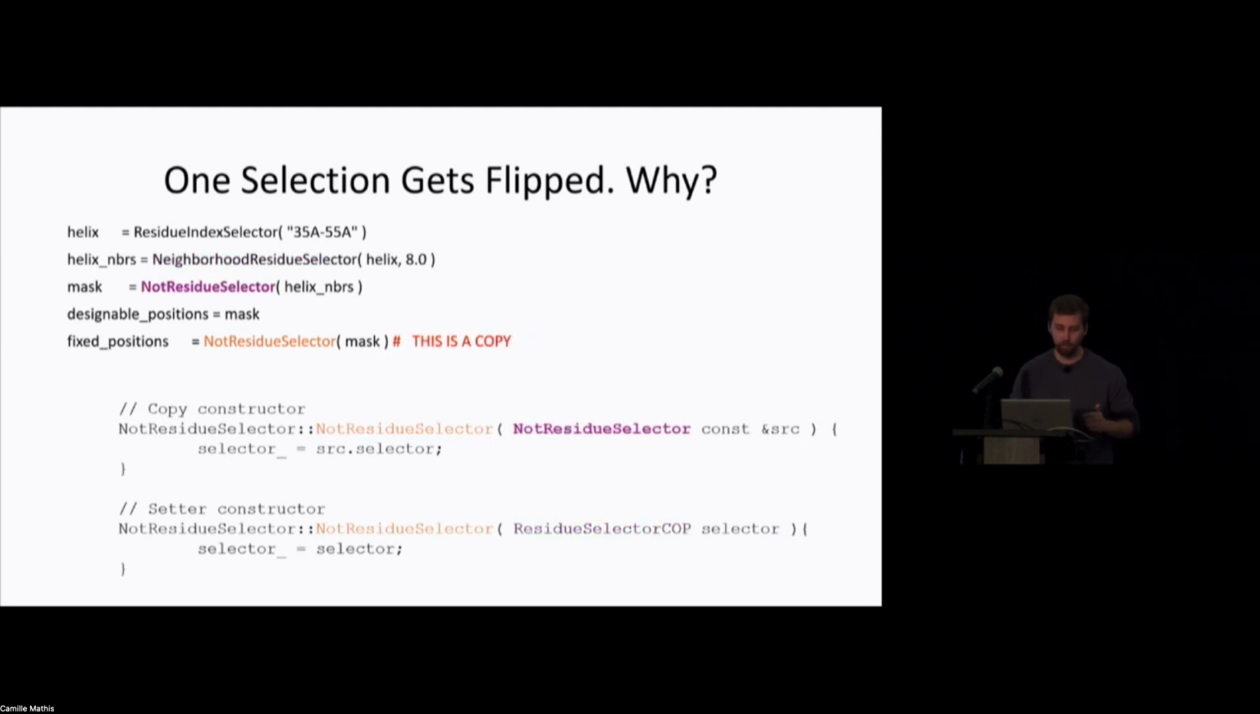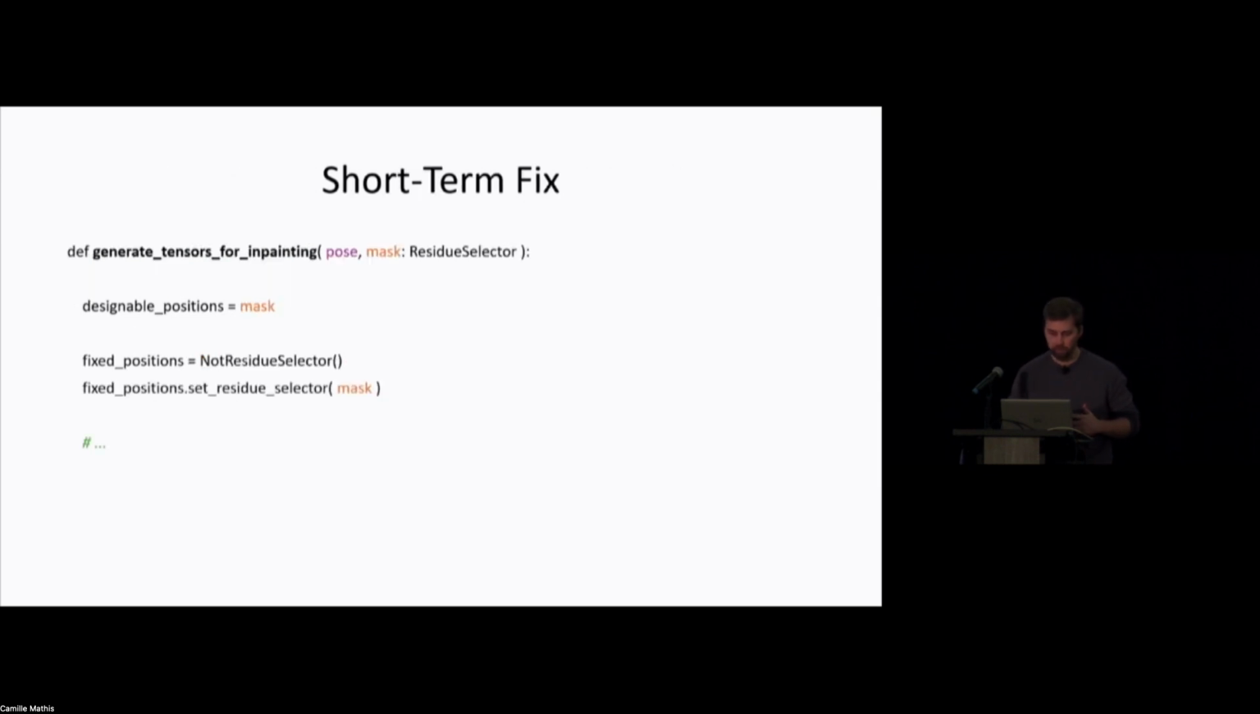But now when we negate the neighborhood residue selector, our mask is a NotResidueSelector, which is still a subclass of the residue selector COP in the bottom one, but it's also the direct class of the top one, and the overload resolution logic will take the most specific match, which is now the top one. So we've now switched which code we call, and in this case, it's the exact opposite of what we want. So I'm just going to jump into what we're doing to fix it.